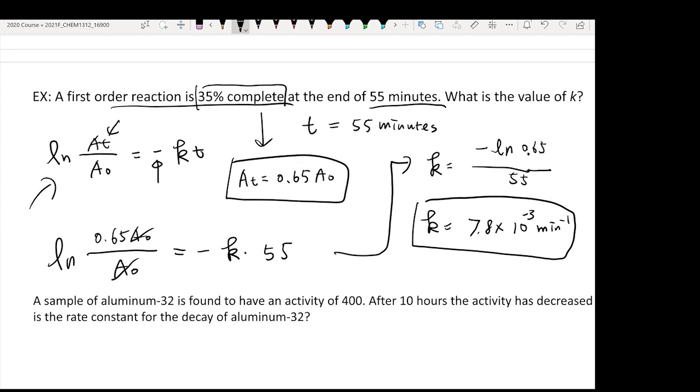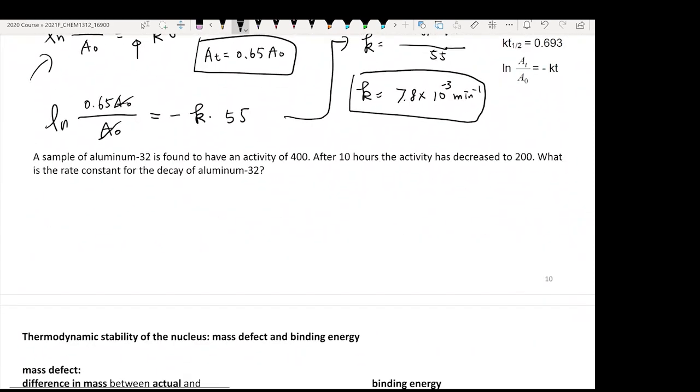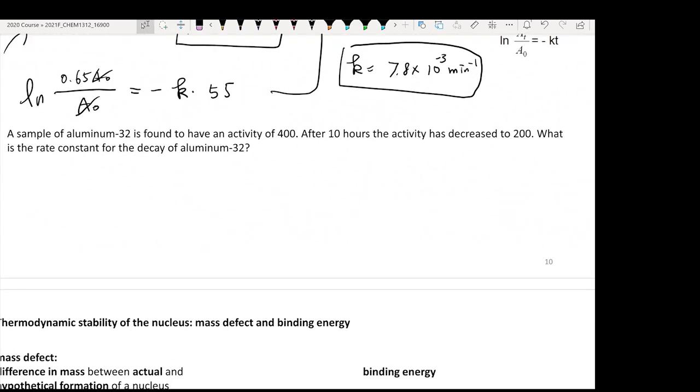The keyword is, if you see this word complete, you want to translate it into the situation that gives the information of how many of the reactant remain. Those are the parts that students always get confused. So let's look at another way to ask the same type of question.